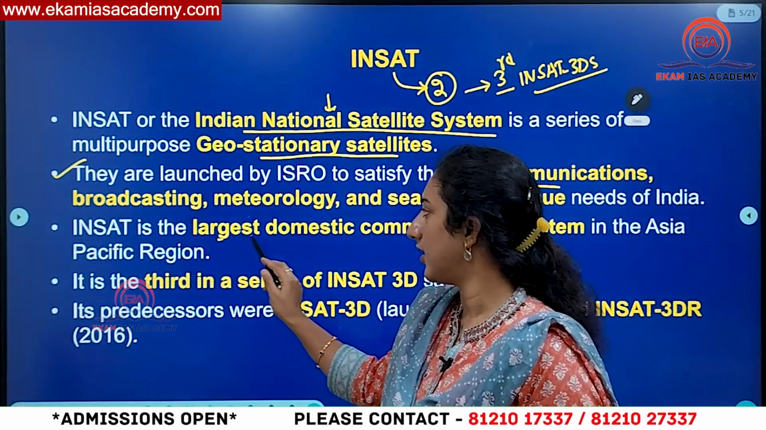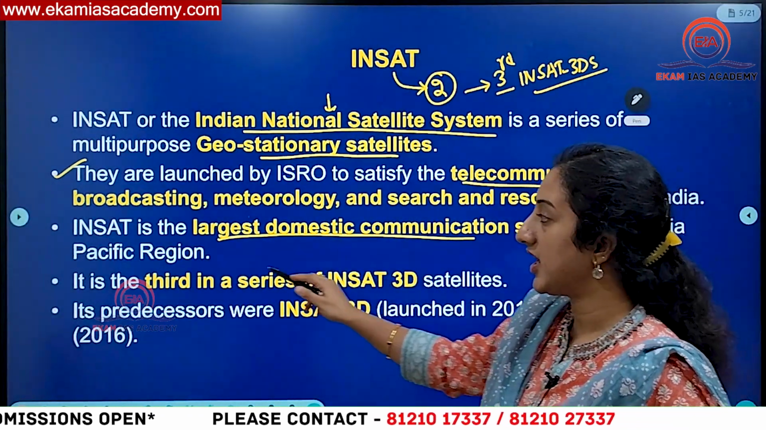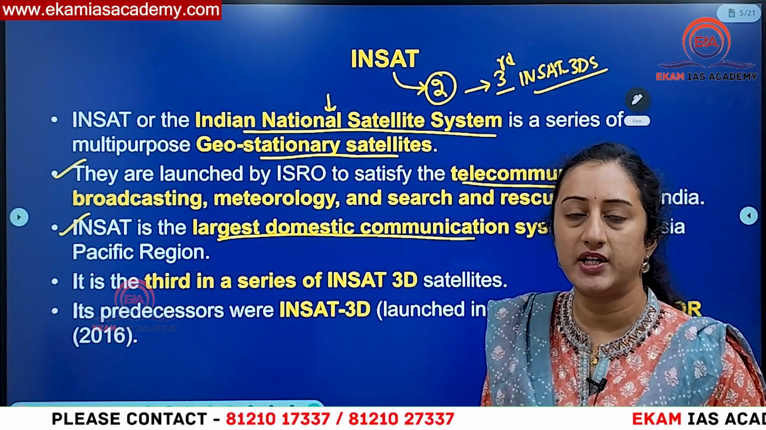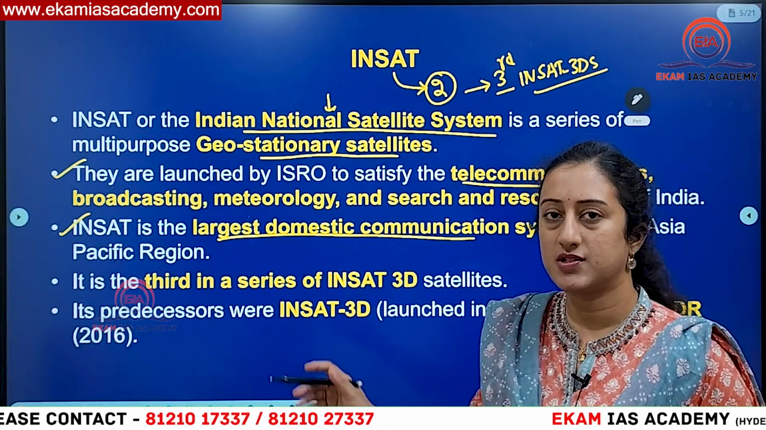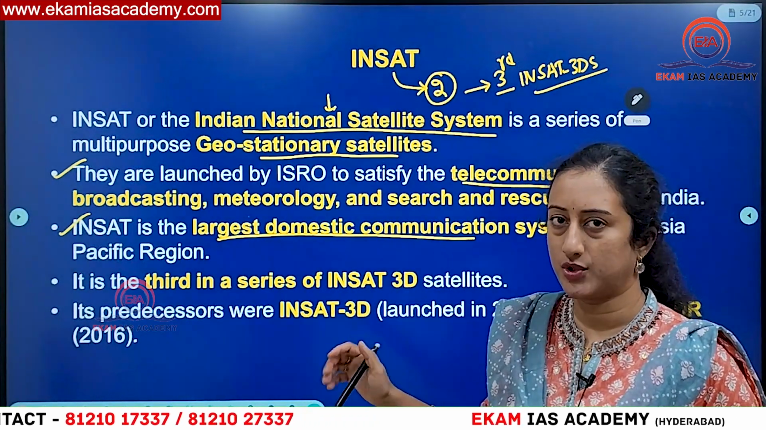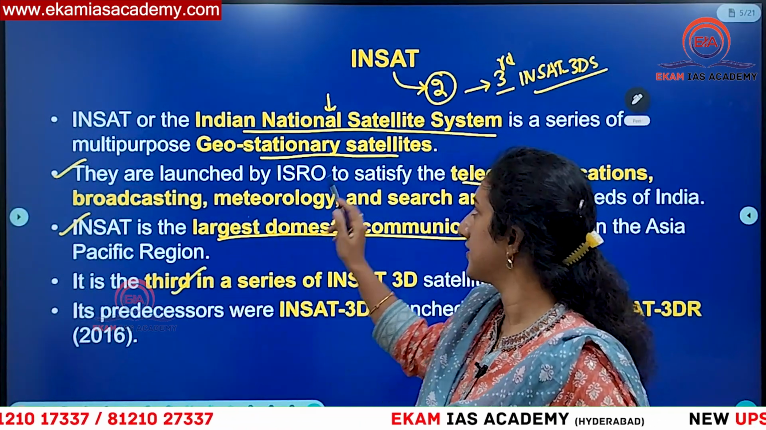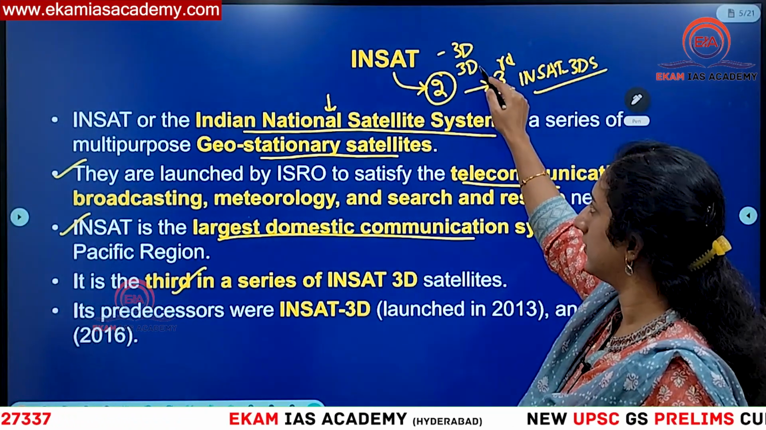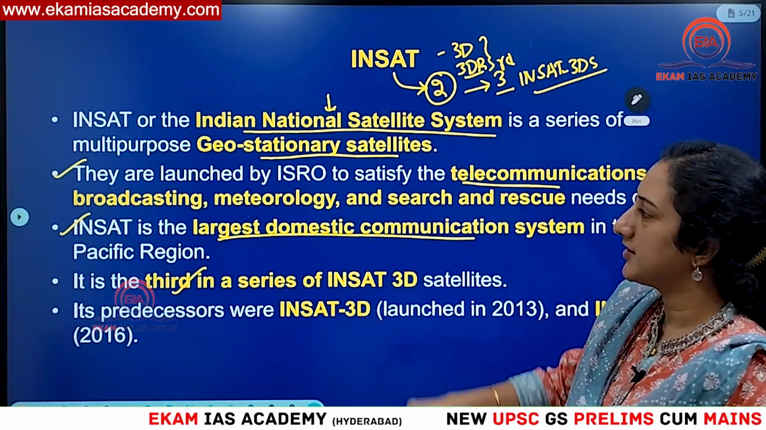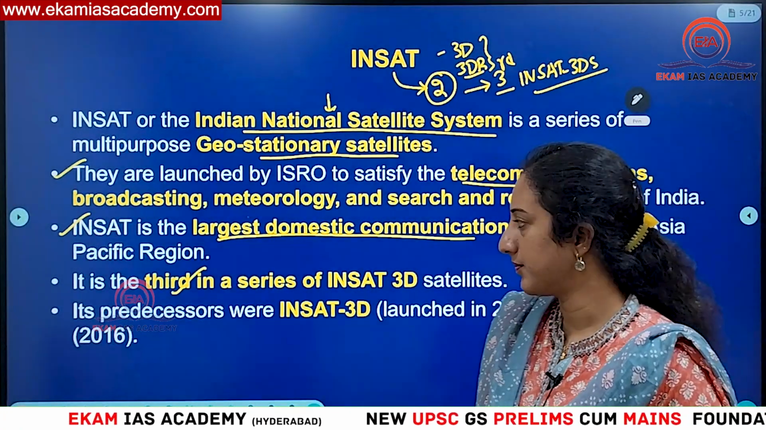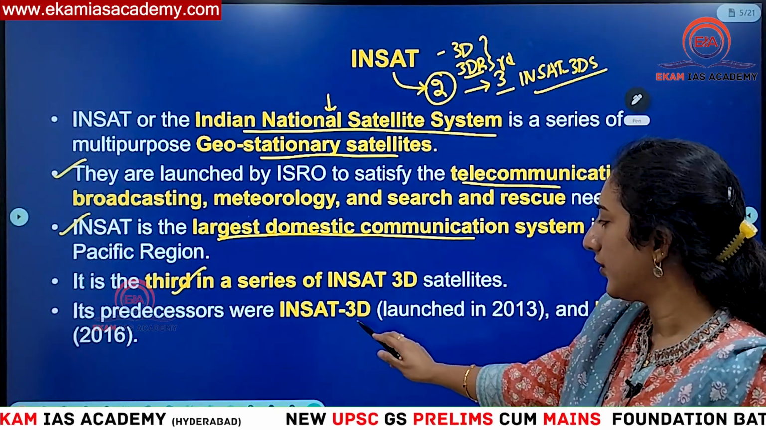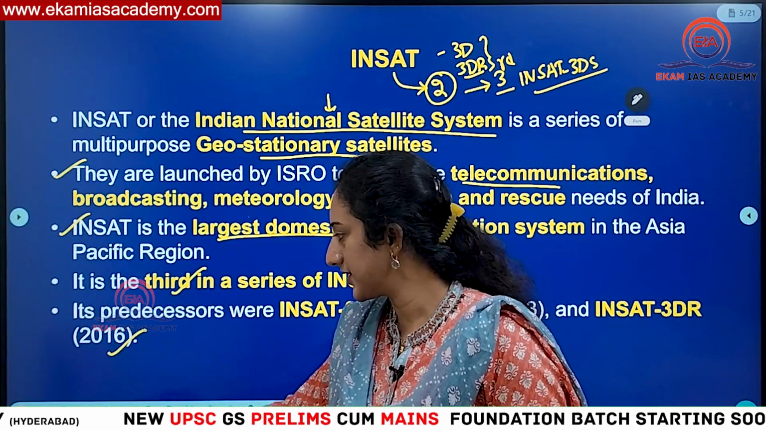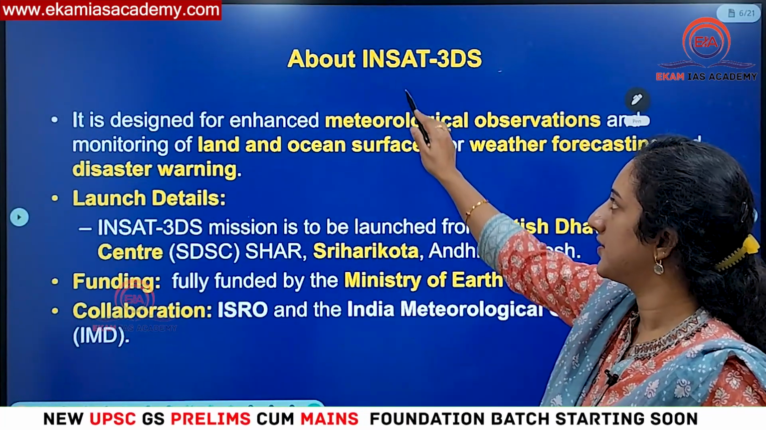And INSAT is the largest domestic communication system in the Asia Pacific region. This is a very unique feature of the INSAT series. It is not only in India but the entire Asia Pacific region. This is the largest domestic communication system. So you have to know this is the third thing. As I told you already, we have INSAT 3D and then 3DR. These are the 2 already placed satellites as part of the INSAT series in the designated orbits. 3D was launched in 2013 and 3DR was launched in 2016. Then we'll understand what this 3DS is.